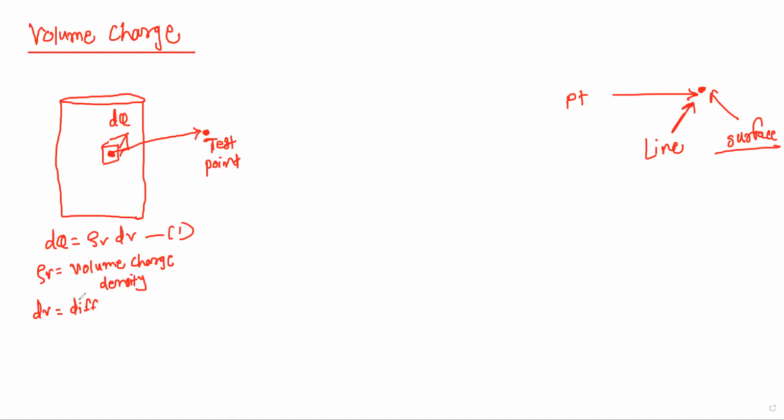Differential volume in the spherical coordinate system, which is equal to dV = r square sine theta dr d theta d phi. Put this in equation 1.